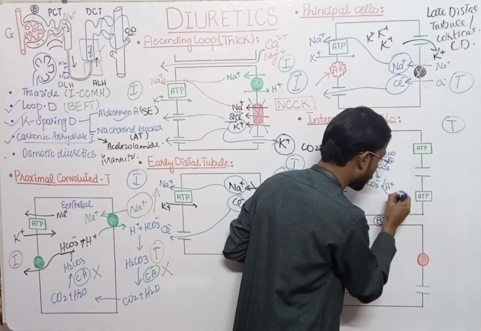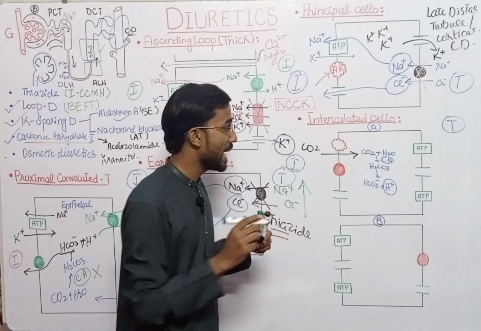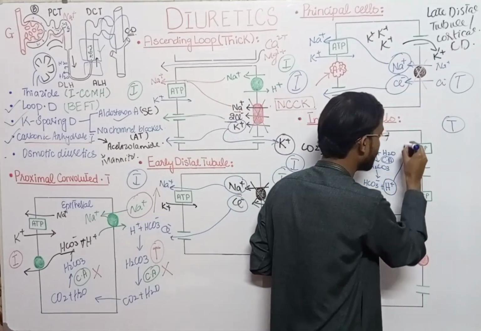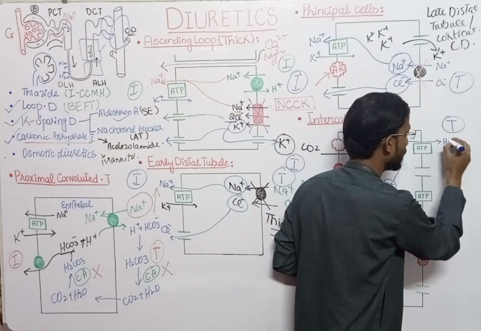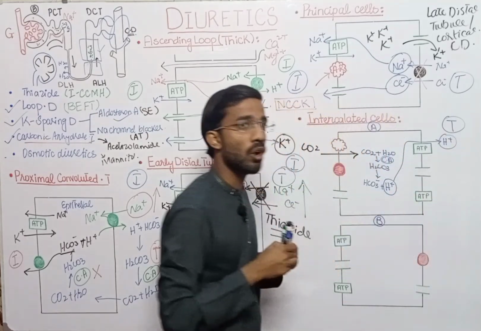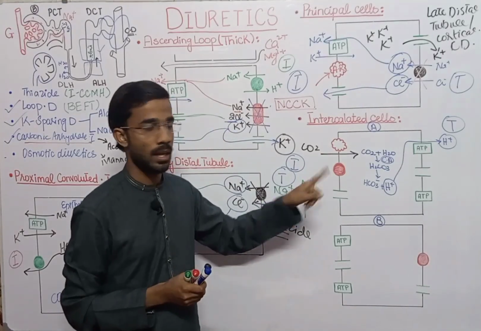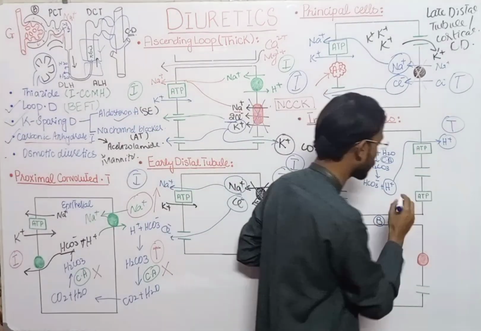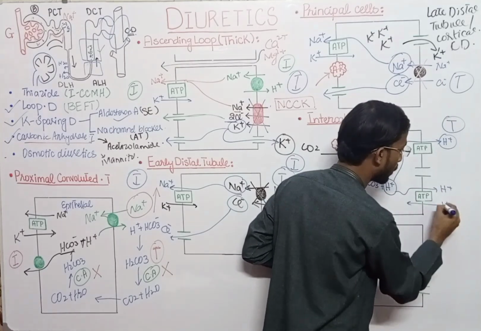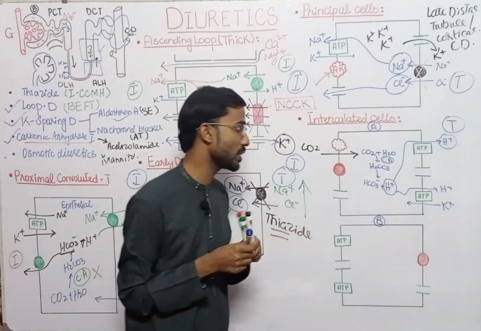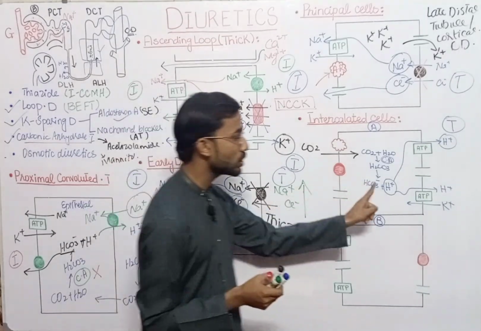This H positive ion has two options. It can move into the tubular lumen by the ATP pump, which is only used for hydrogen. Next, potassium can also move through this. Hydrogen moves outside, but along with it potassium will move inside. So these are the two processes.